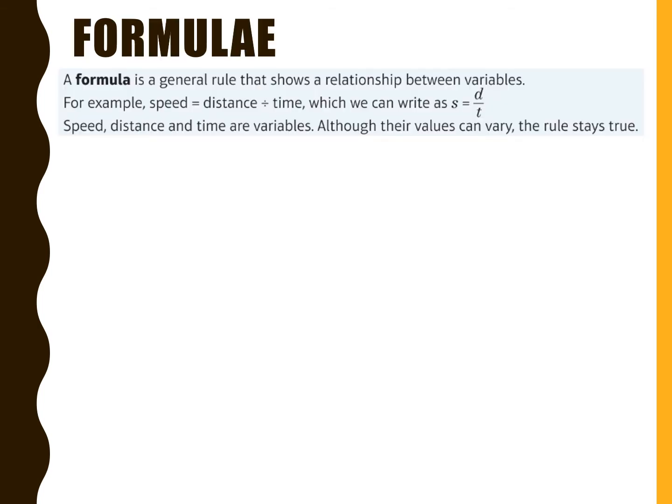Okay, so the other subtopic is formulae. A formula is a general rule that shows a relationship between variables. For example, speed equals distance over time, which can be written down as s equals d over t. Speed, distance, and time are variables. Although their values can vary, the rule stays true. So this will always be the same: speed equals distance over time, even though the values can be different.